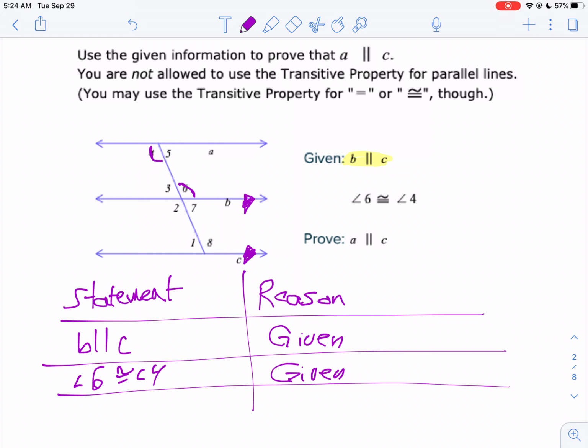Now let's use the fact that B is parallel to C. Since B is parallel to C, all these angles up here have to be congruent to the angles down here. Well, we already have angle 6, so let's use angle 6. Angle 6 would be congruent to angle 8 because they're corresponding. So you should have said angle 6 is congruent to angle 8. The reason we know that is if we have parallel lines, that tells us the corresponding angles are congruent.